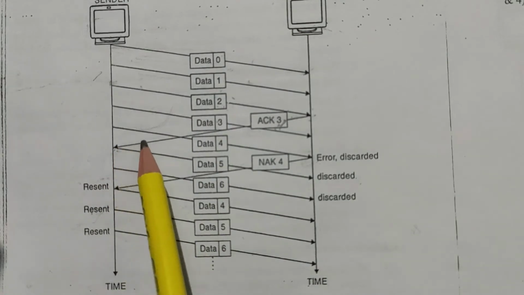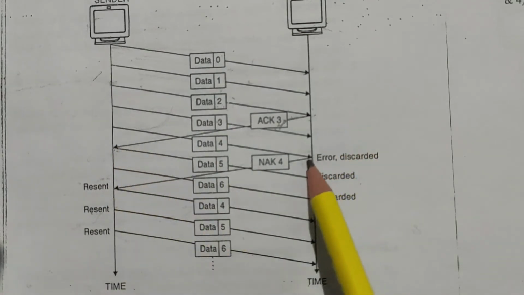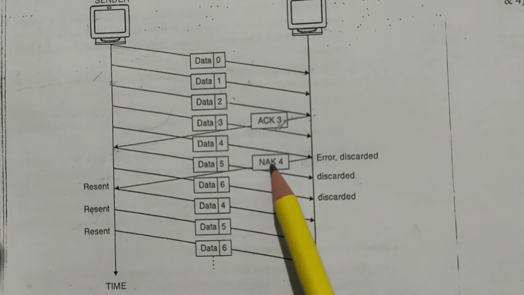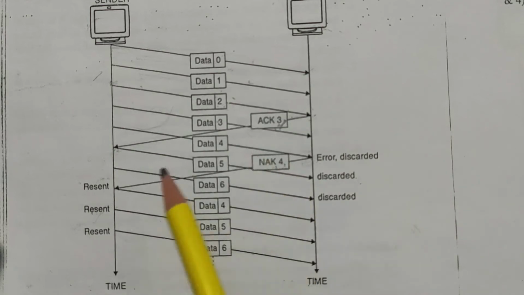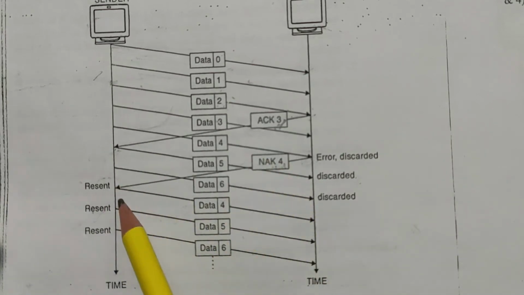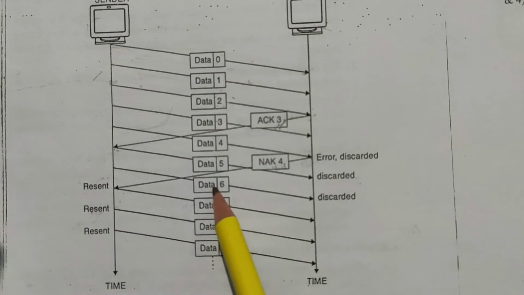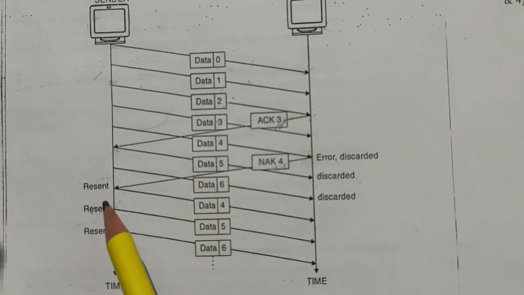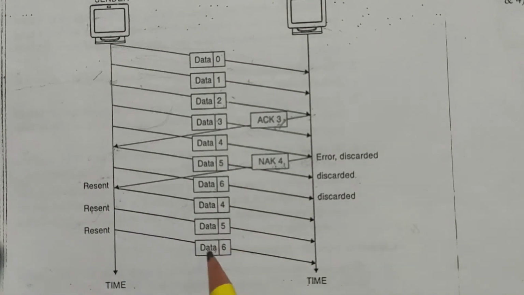Now the receiver discovers that data frame 4 is damaged. It has an error, so it sends NAK4. This NAK4 tells the sender that frame 3 is fine but frame 4 is damaged. When the sender receives this NAK4, it has already sent frames 5 and 6. These frames will be discarded and the sender will retransmit the 4, 5 and 6 data. So this is how it works for damaged data frames.